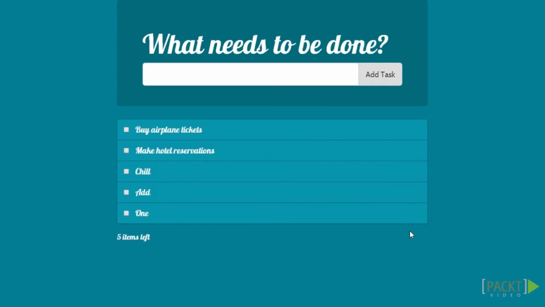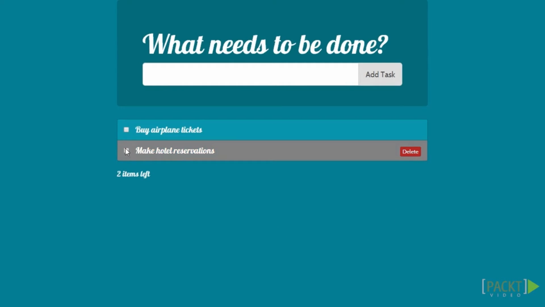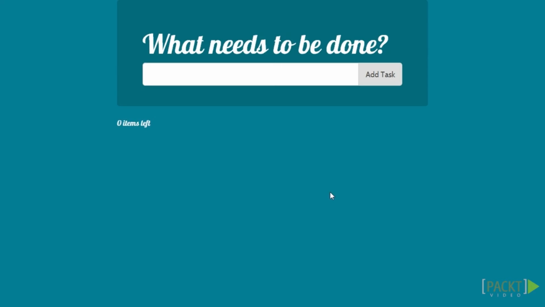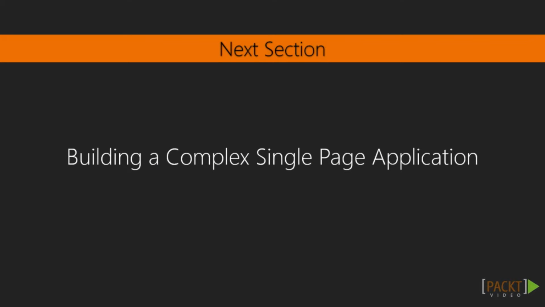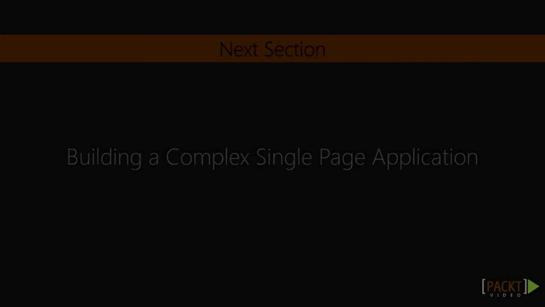And that's it. That was our to-do list application. The code for it is available among the files of this course. In the next section, we're going to start a new application that will teach us about some new concepts of AngularJS, like partial views, routing, and much more. See you there.